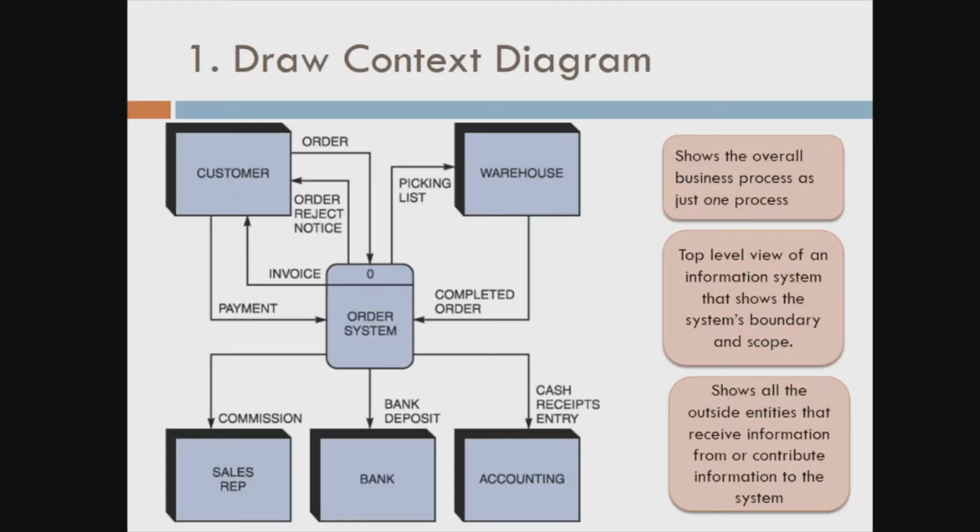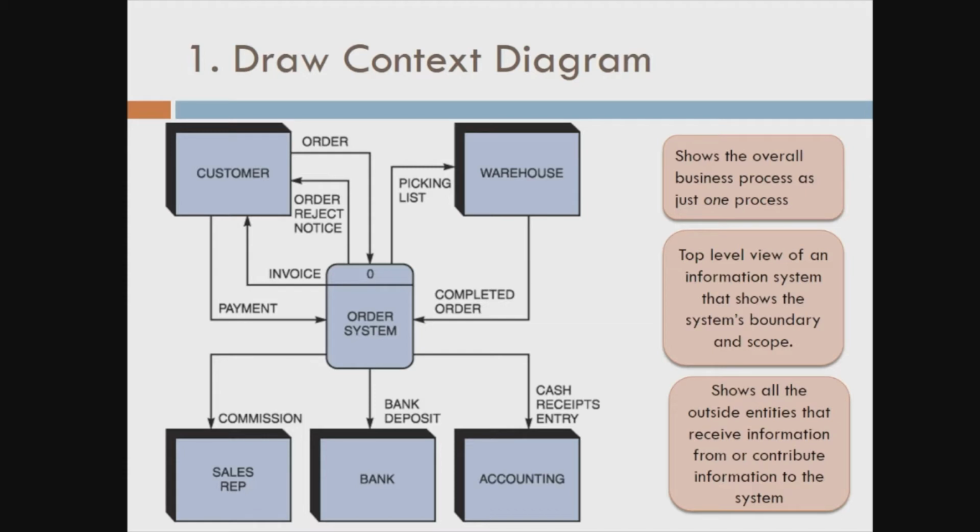So first, this is an example of a context diagram. This context diagram shows the overall business process as just one process. In this context diagram, the process only refers to your IS, the information system, with 0 index. That's the only process in the context diagram. And then you need to identify what data flows will be involved in your system, as well as the external entities.